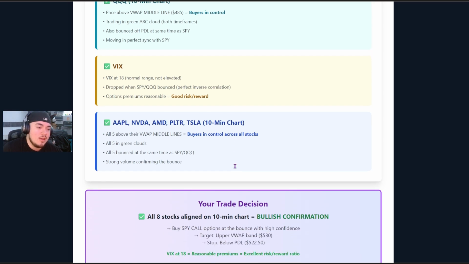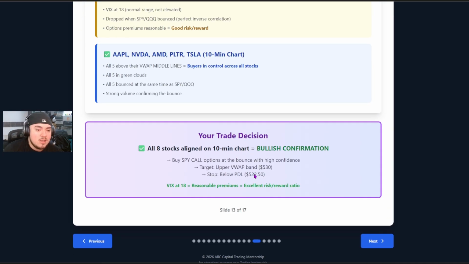Next, you're going to look at your individual stocks. Apple, NVIDIA, AMD, PLTR, Tesla, right? So all 5 are above their middle VWAP lines, indicating to you that buyers are in control across all stocks. All 5 are in the green clouds or above. All 5 have bounced at the same time as SPY, and there is strong volume confirming the bounce, right? When you see all of this together, what's your trade decision, right?